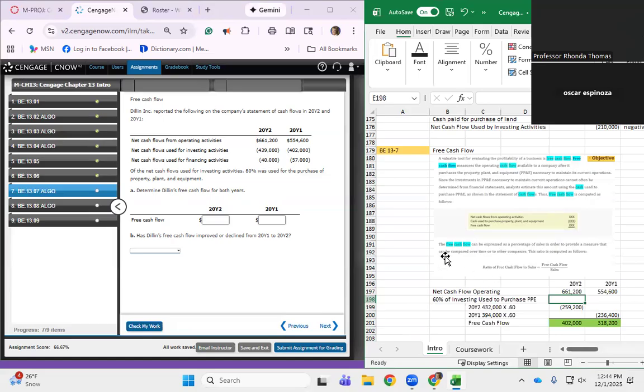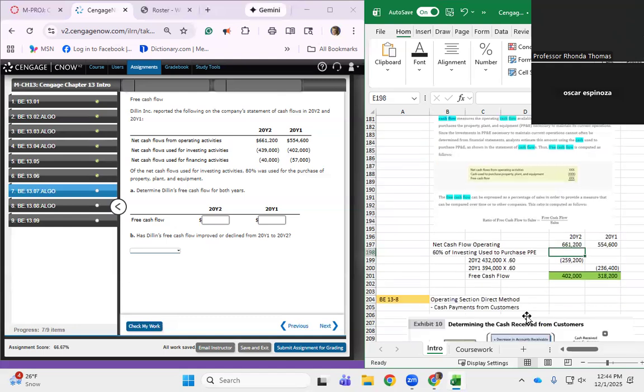Then it says the free cash flow can be expressed as a percentage of sales, in order to provide a measure that can be compared over time or to other companies. The ratio is computed as follows. So the ratio of the free cash flow to sales is free cash flow divided by sales.